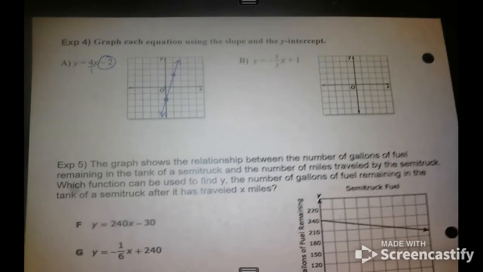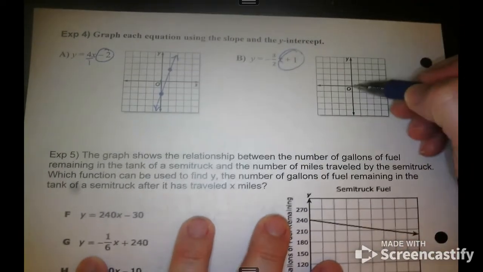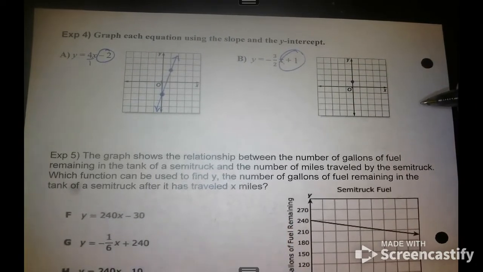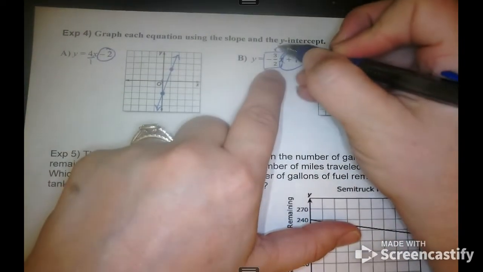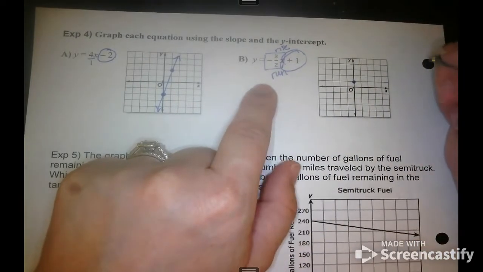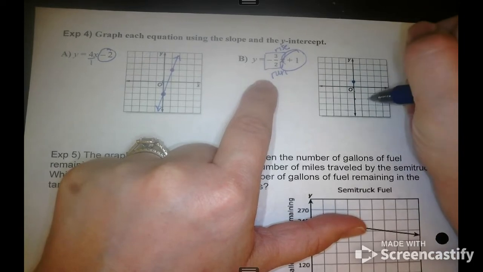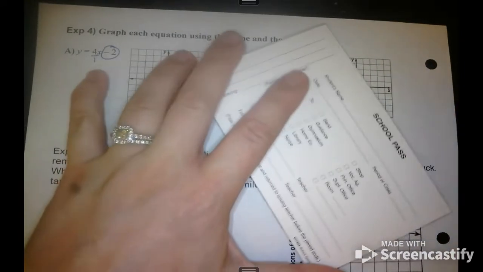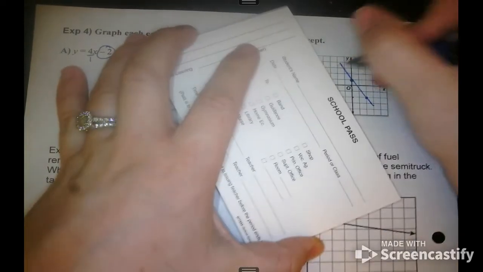Okay, so the next one, what's my y-intercept? Plus 1. Just 1. So if I'm at the origin, I just go up 1. Okay, I have a fraction for my slope, yes? All right, so my rise is negative 3. My run is 2. So be down 3 over 2. Exactly. Down 3: 1, 2, 3 over 2. And then connect my lines.